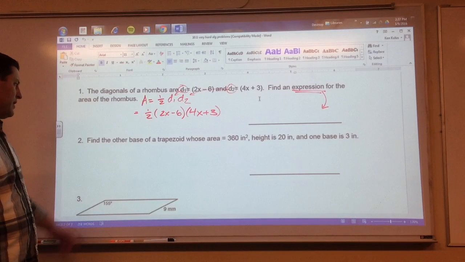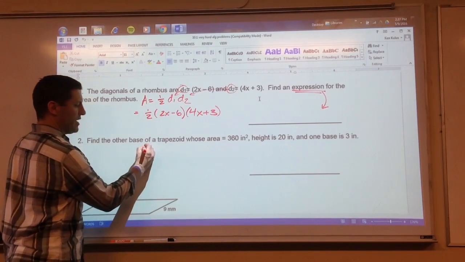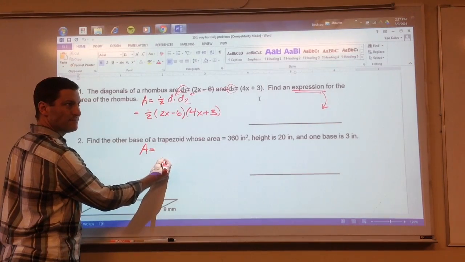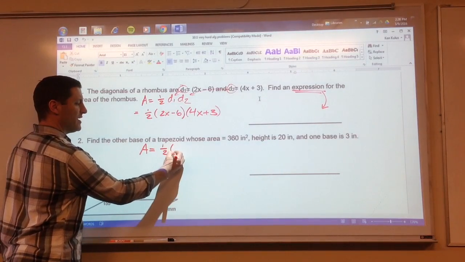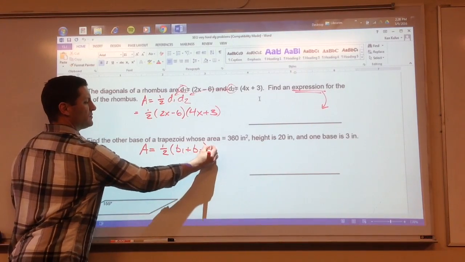Alright, number two, find the other base of the trapezoid whose area is given, whose height is 20, and one base is 3 inches. So we write down the area of a trapezoid formula. Do that now if you can remember it. And hopefully you're writing that down.